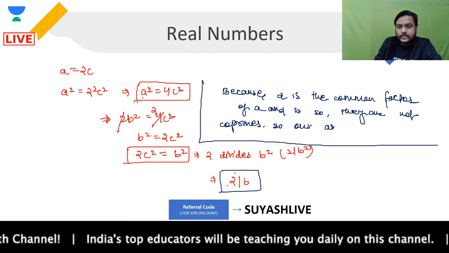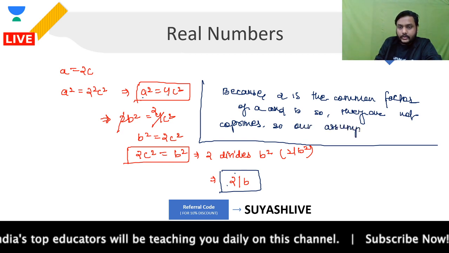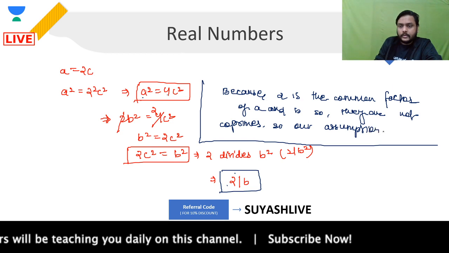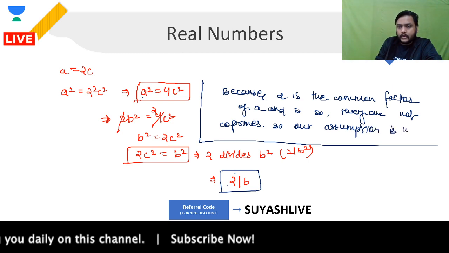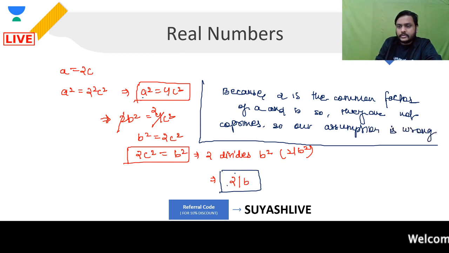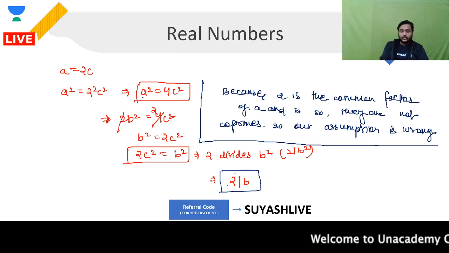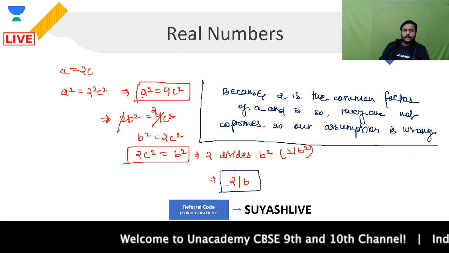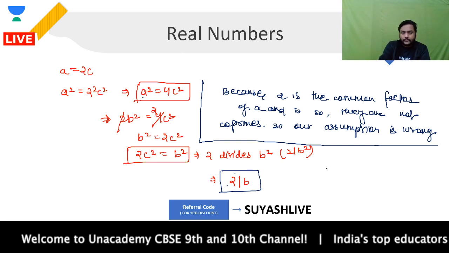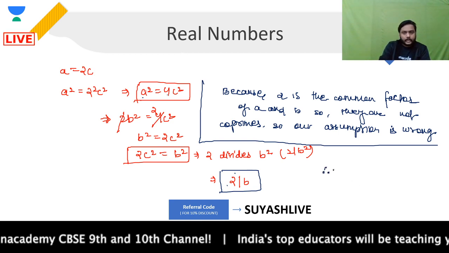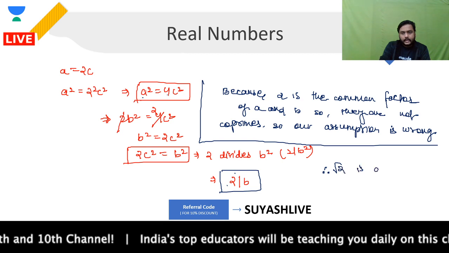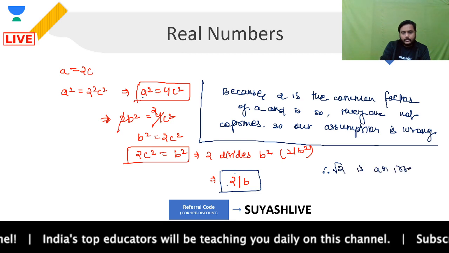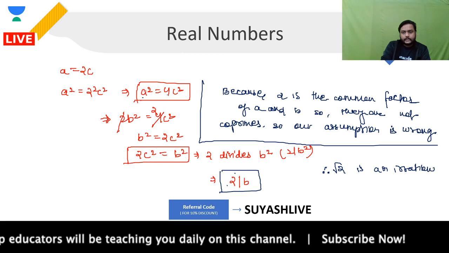our assumption, जो आपने assume किया था, your assumption is wrong. And because your assumption is wrong, guys, you assumed that root 2 is a rational number, and your assumption is wrong. So you will say, therefore root 2 is not rational, and you will say root 2 is an irrational number. How many of you are clear with this, guys? Please tell me.